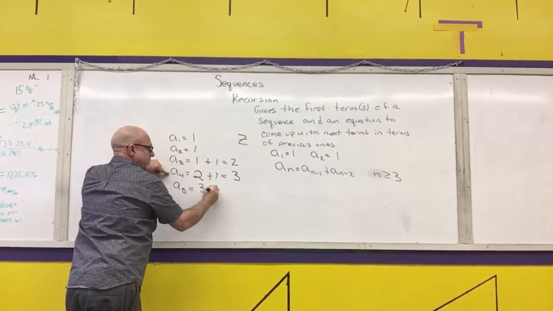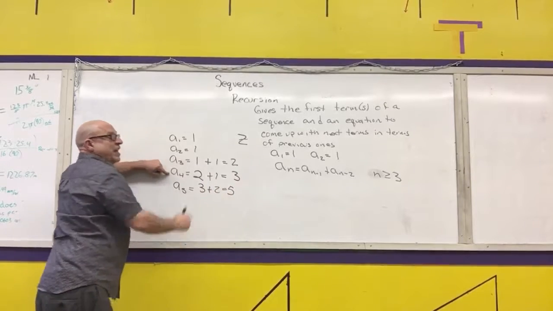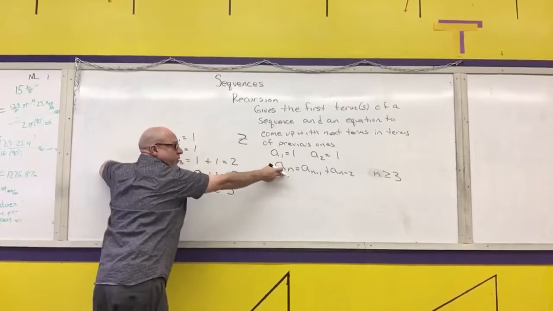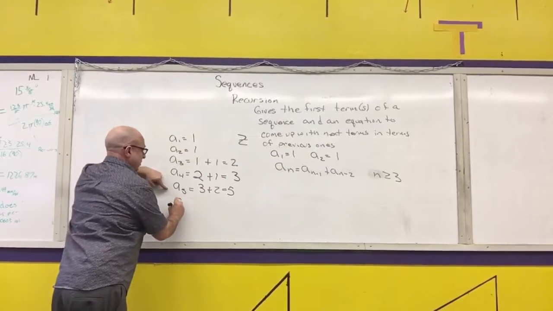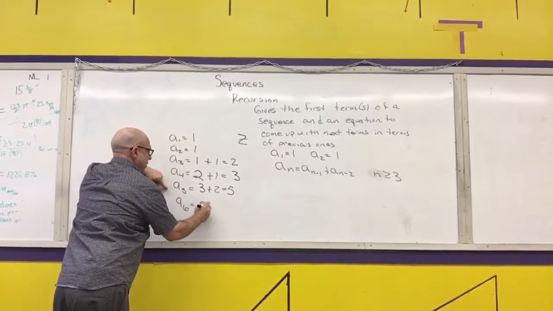So really you don't need that confusing equation. Well, I use the confusing equation to come up with something in words that I can do. The sixth term is 5 plus 3, which is 8. And the next one is 13.